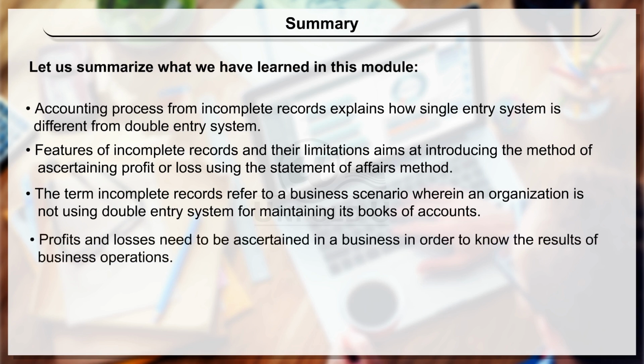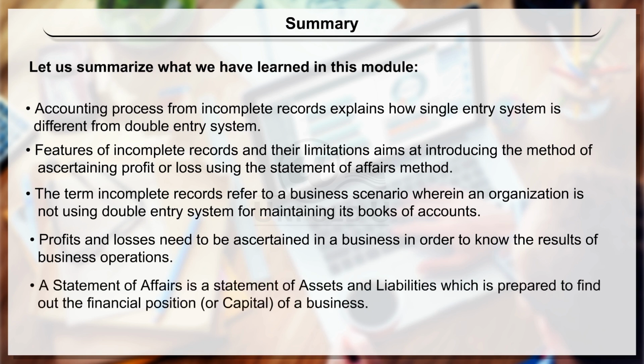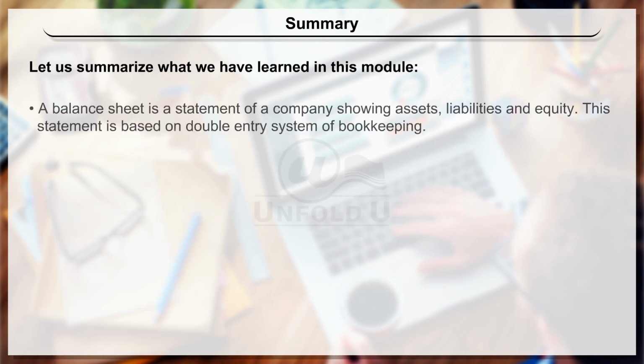Profits and losses need to be ascertained in a business in order to know the results of business operations. A statement of affairs is a statement of assets and liabilities which is prepared to find out the financial position or capital of a business. A balance sheet is a statement of a company showing assets, liabilities, and equity. This statement is based on double entry system of bookkeeping.